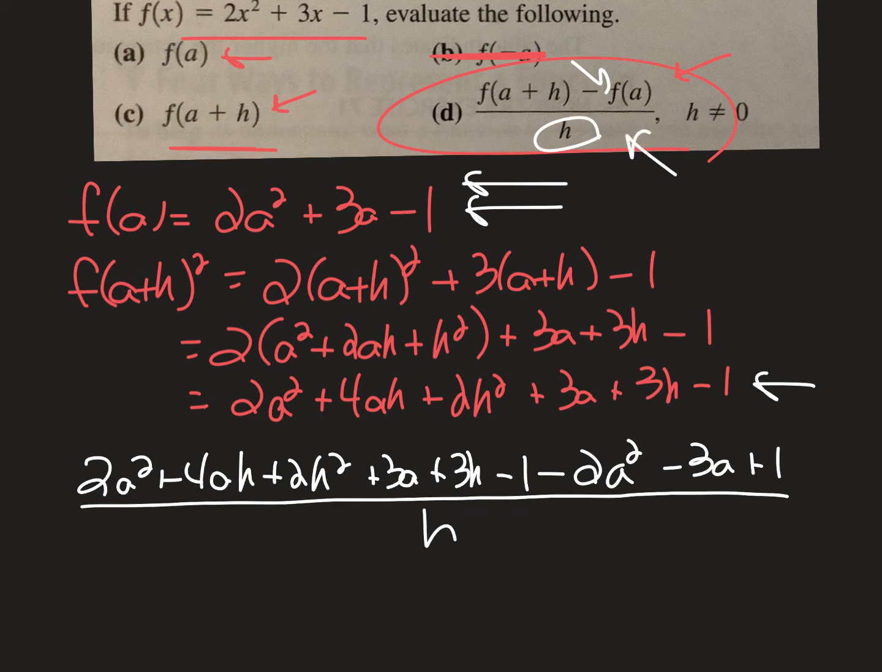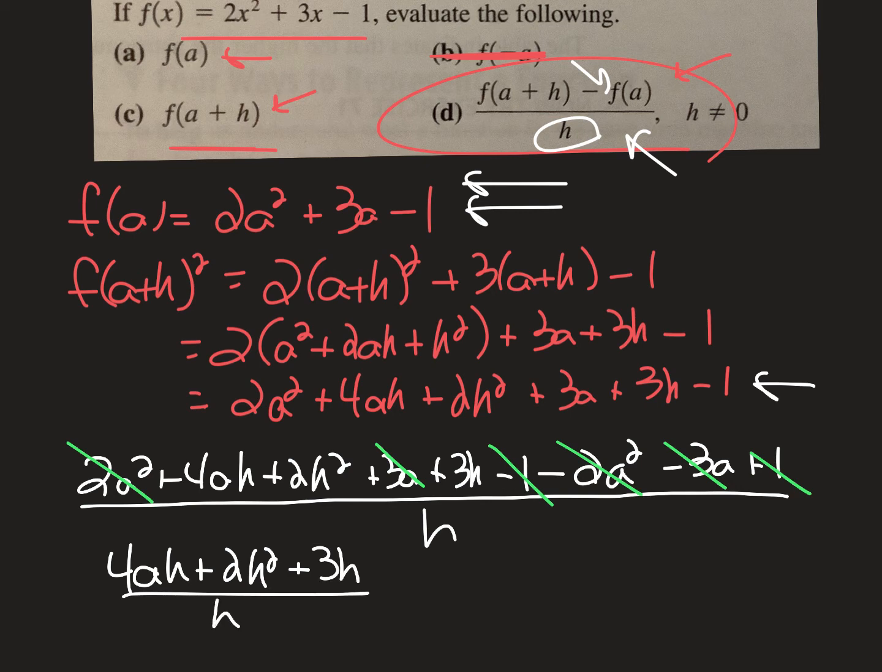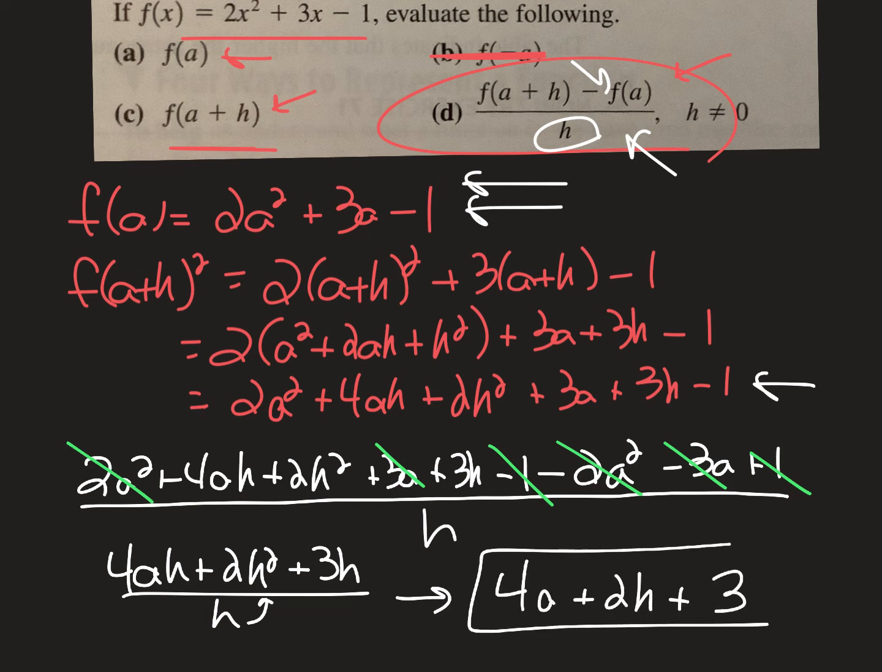So before you pass out, look at what we have here. The 3a's are going to cancel. The 1's are going to cancel. The 2a squareds are going to cancel. Stuff is going to cancel a lot. Okay, so look for stuff to cancel. What that leaves me with is a 4ah, a 2h squared, and a 3h all over the h that's still on the bottom. And I would be done, except one thing I notice is every single term on the top has an h. So I'm going to divide that h into the top, or my numerator, and I get 4a plus 2h plus 3. That's the final deal.